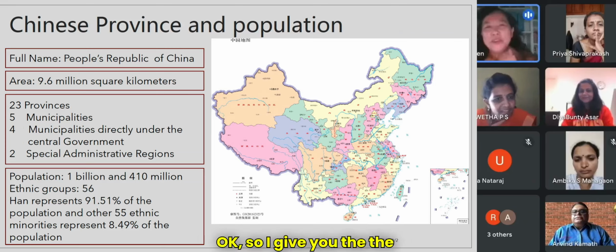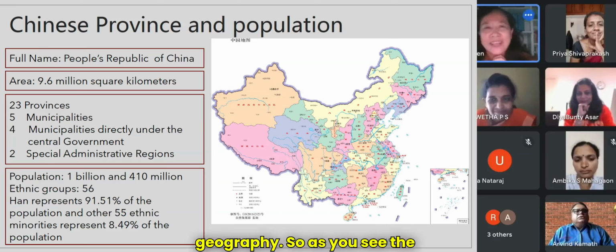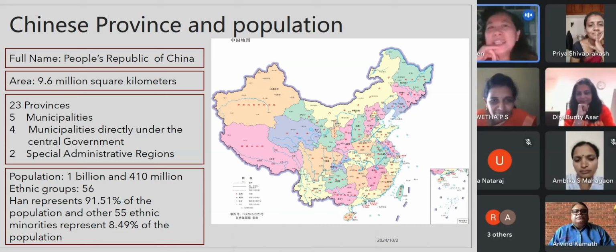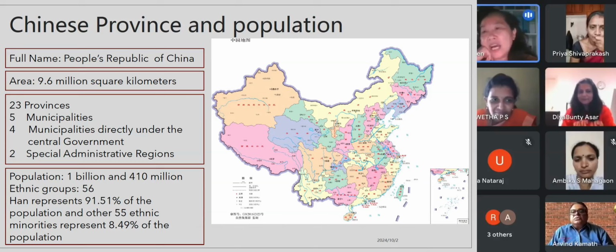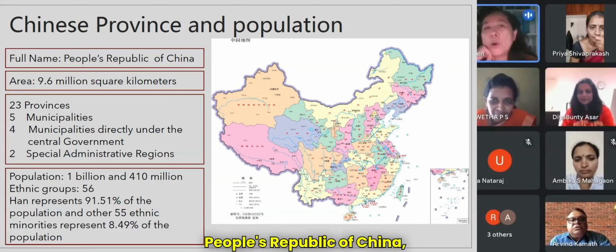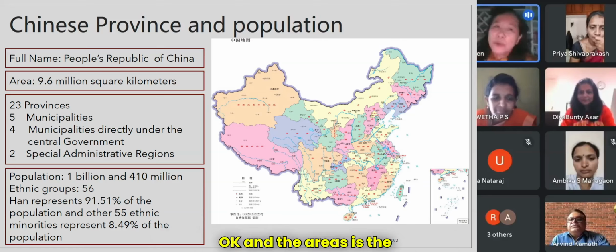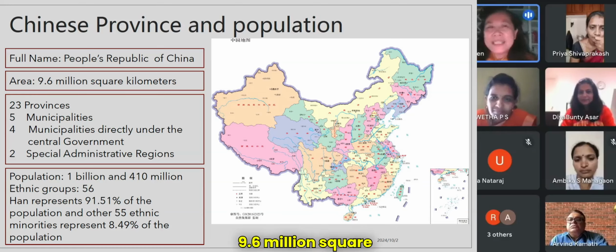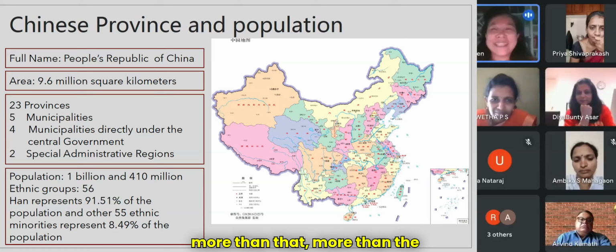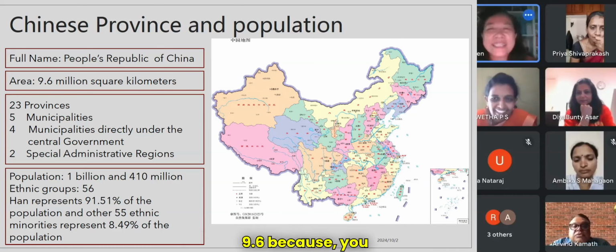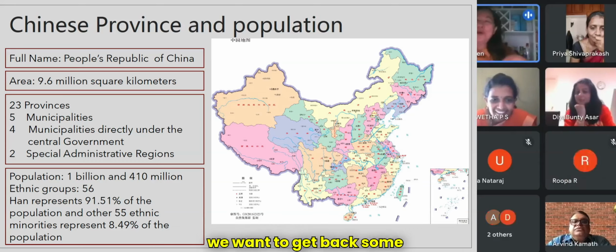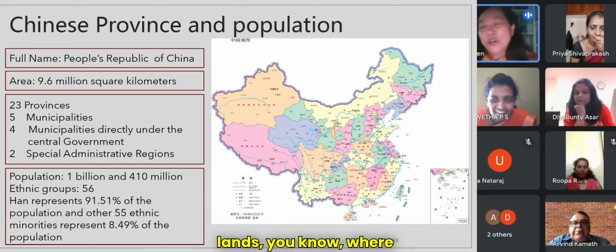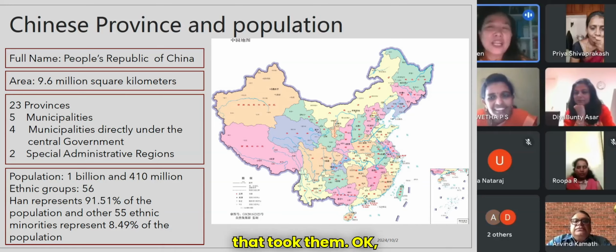Okay, so I give you China's geography. As you see in the picture, China's provinces and the population. So China, since 1949, the new China, the full name is the People's Republic of China. Okay, and the area is 9.6 million square kilometers. But now I suppose it is more than 9.6, because I heard that the Chinese government negotiated with Russia, so we want to get back some lands that old Russia took.